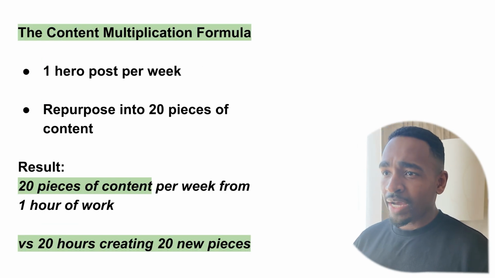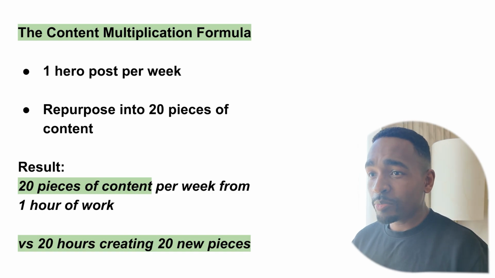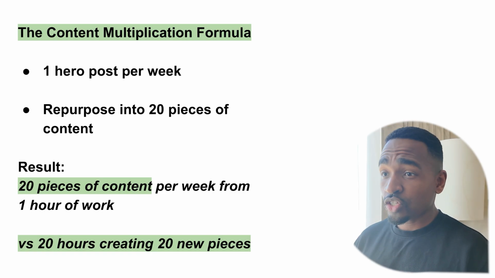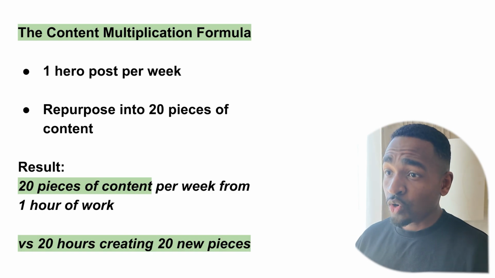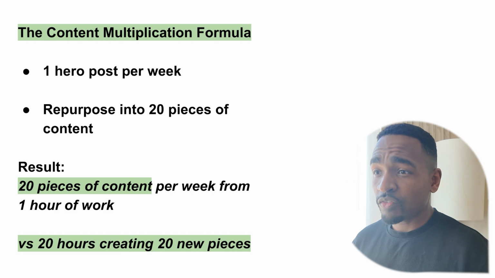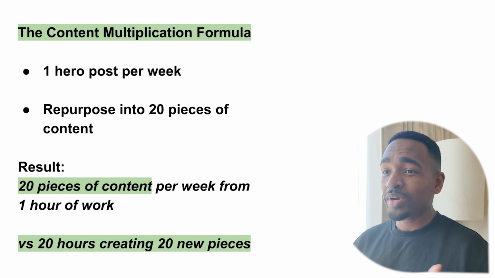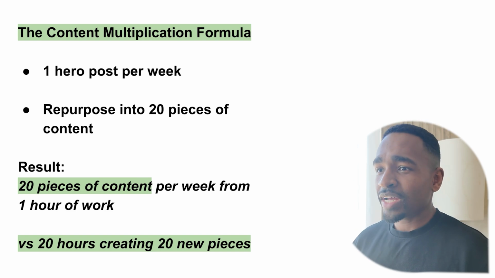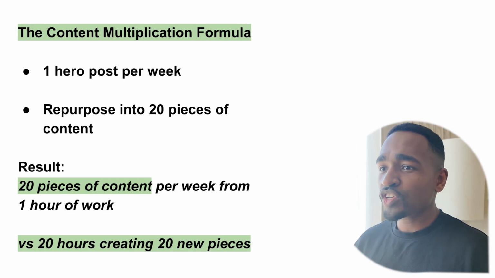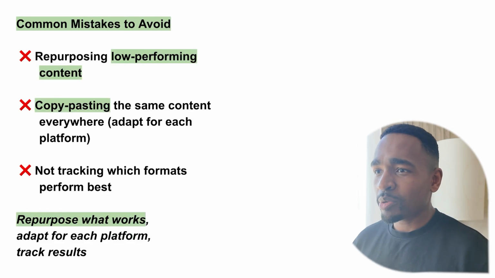And then to multiply, here's a formula you can leverage. So you've got your one hero post each week. You spend up to an hour creating it, then repurpose that into 20 pieces of content. So spend 30 minutes on the repurposing, and the result will be 20 pieces of content each week from about 90 minutes of work. Compare that to 20 hours creating 20 new pieces from scratch. You're working 13 times more efficiently, and that's the power of repurposing.